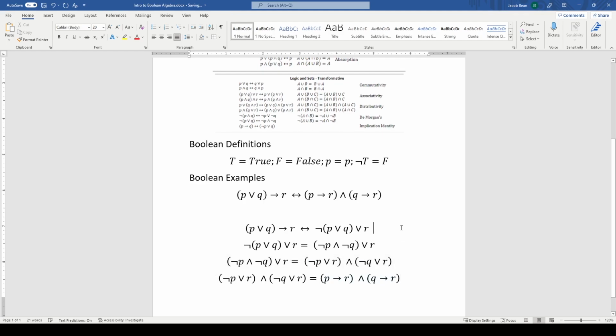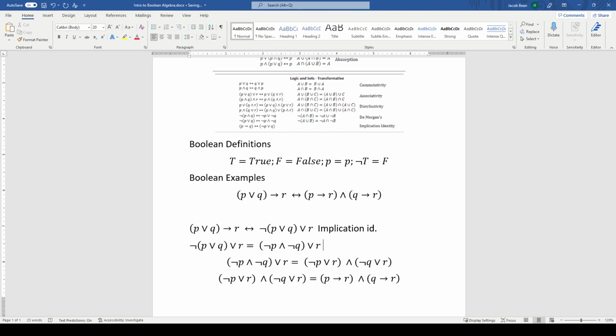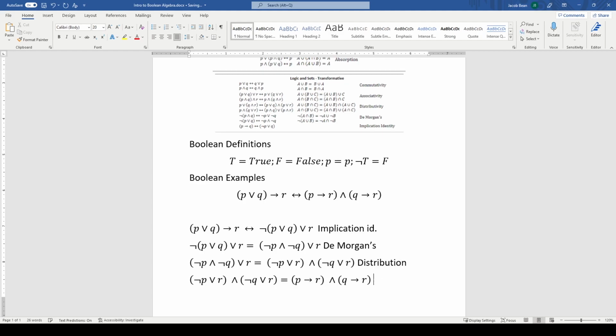And there we go. Let's just do a quick recap so we can see what's going on here. This first step is the implication identity, so I'll just call it implication ID. This step here is De Morgan's. This step here is distribution. And this final step is the implication identity again.